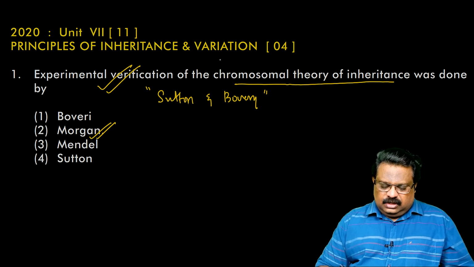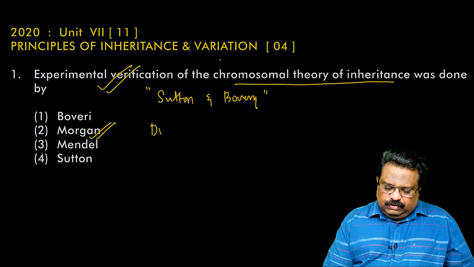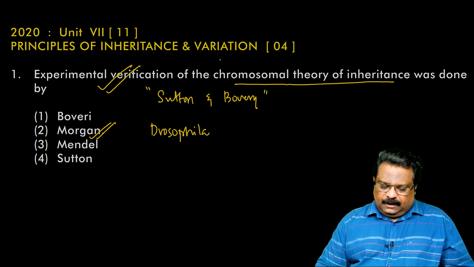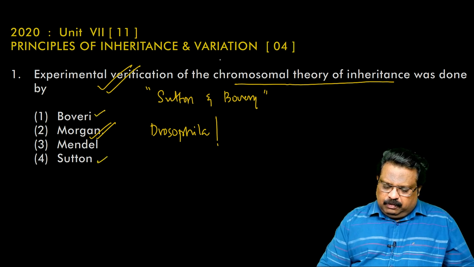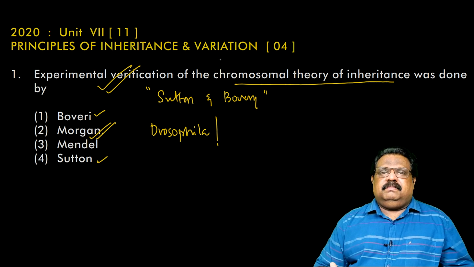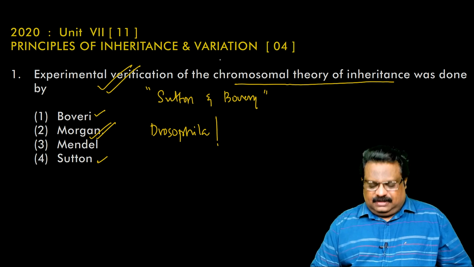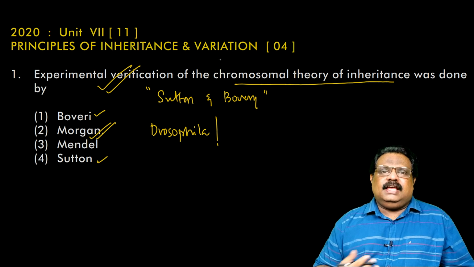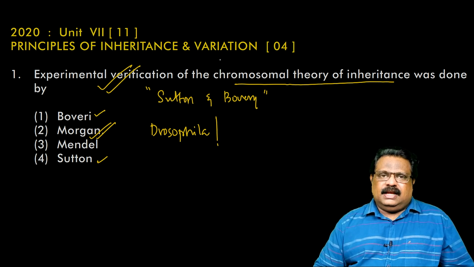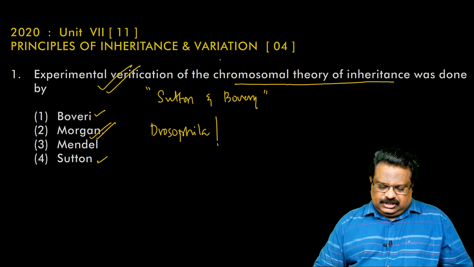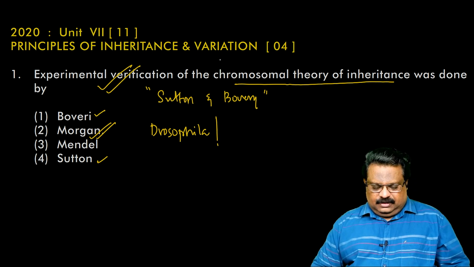Morgan had crossed in the case of Drosophila. He had conducted some experiments, and the chromosomal theory of inheritance was proved by the experiment conducted by Morgan. So Sutton and Boveri proposed the chromosomal theory of inheritance. Morgan proved it by conducting classical experiments in Drosophila melanogaster, in which he had proved there is a possibility of linkage and recombination, the parental combinations, and a possibility of non-parental combinations. So the right answer is Morgan.